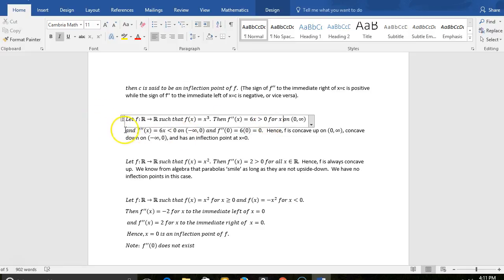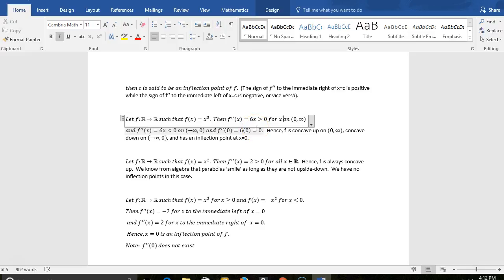And F double prime of x, which of course again is 6x, is negative if x is negative, and F double prime again is 6x, which is 0 if x itself is 0. So 0 is where the change happens. And naturally, remember the graph y equals x cubed? It looks like an elderly man sitting in a chair. Hence, F is concave up on 0 to infinity. It's concave down on negative infinity to 0, and it has an inflection point at x equals 0.